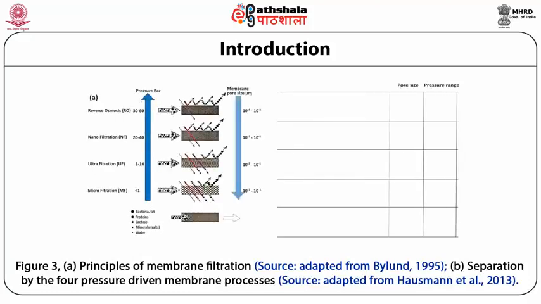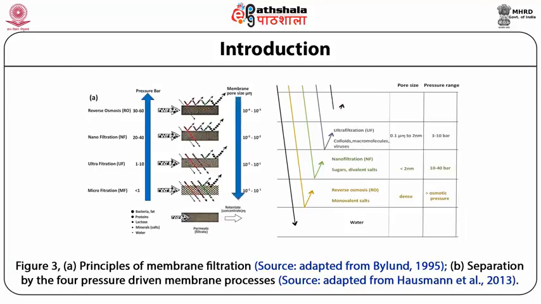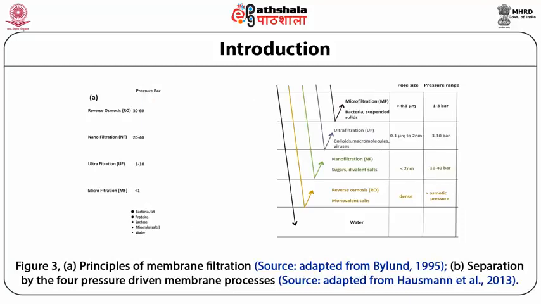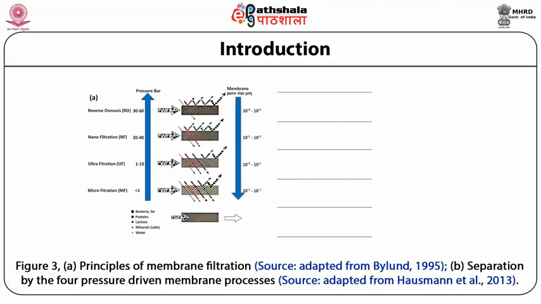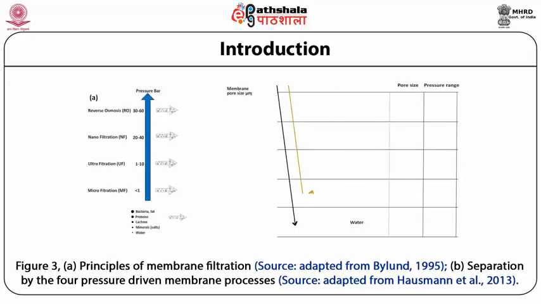In UF, it is 10 to the power minus 2 to 10 to the power minus 1. And in microfiltration, it is 10 to the power minus 1 to 10 to the power plus 1. So it is based on the membrane pore size, because the separation or the retention of the different types of particles in these membrane processes is normally based on the membrane pore size.